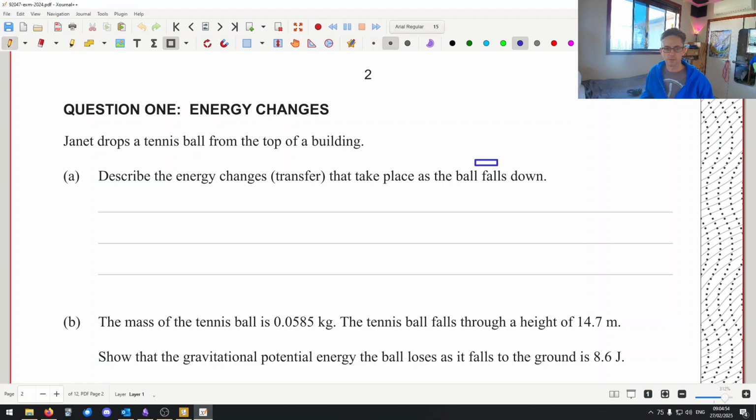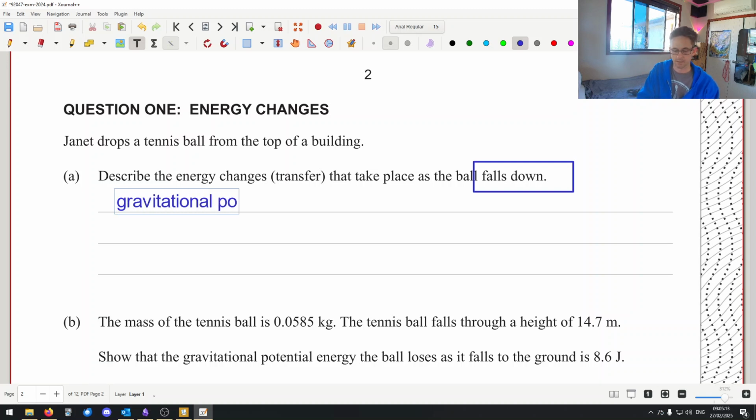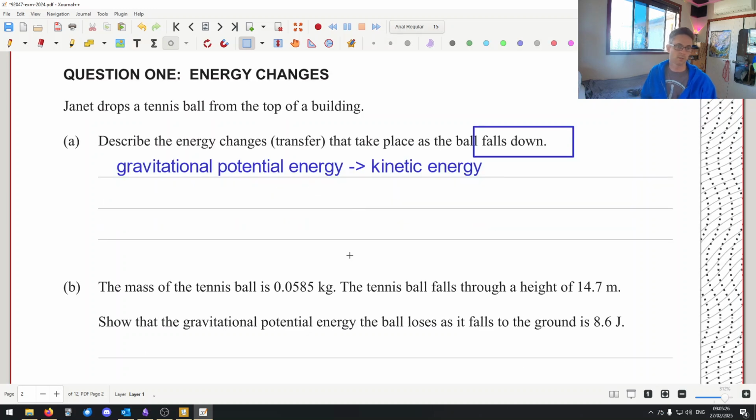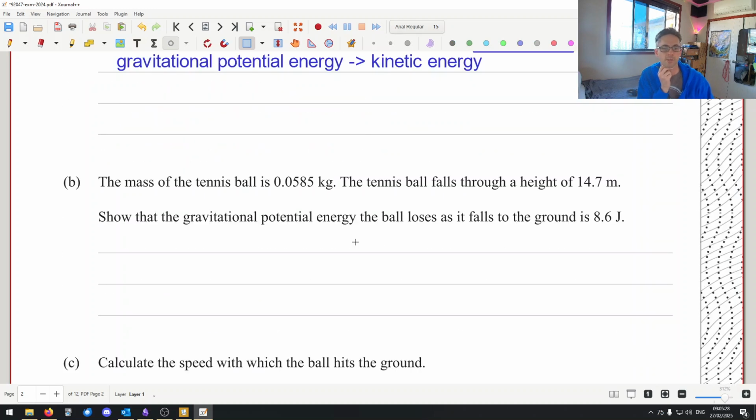is a movement. So the ball falls down, and if it's falling down, that's a type of kinetic energy. And you've got to think, well, where is this kinetic energy coming from? It must be coming from another type of energy, because energy can't be created or destroyed. So it's coming from that gravitational energy. So gravitational potential energy, which is a type of stored energy, is going to that kinetic energy. That's question 1A, which is an achieve tick.